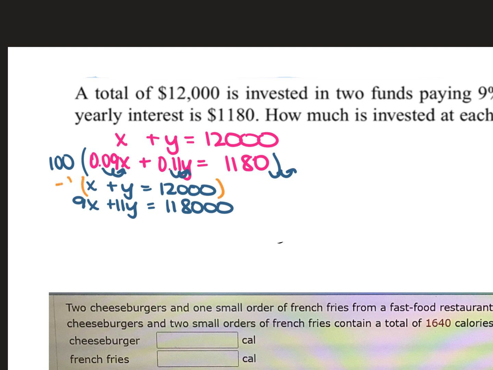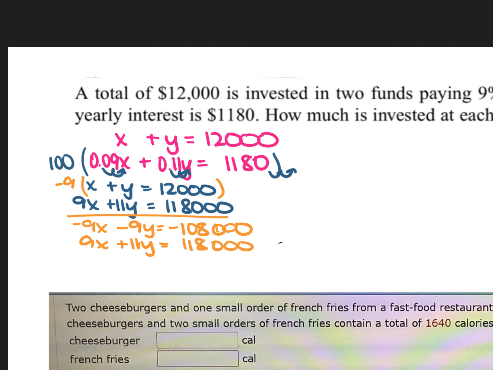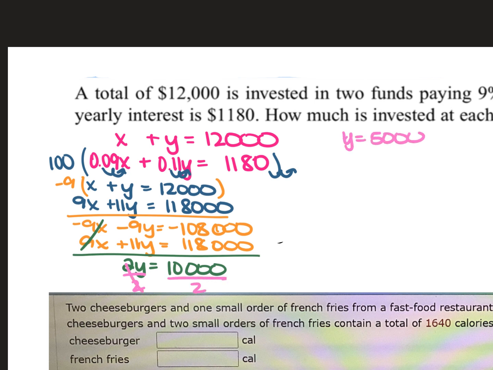So from here, we are going to multiply that top equation by negative 9, so that way our x's cancel. That's going to give us negative 9x minus 9y is equal to negative 108,000, and 9x plus 11y is equal to 118,000. We're going to combine like terms here. Our x's are going to cancel. Negative 9y plus 11y is 2y, and negative 108,000 plus 118,000 is 10,000. So we just divide over that 2, and we get that y is equal to 5,000.